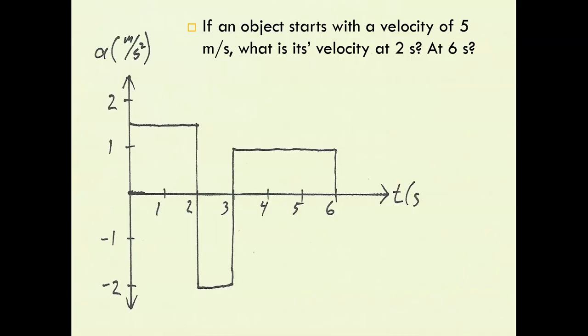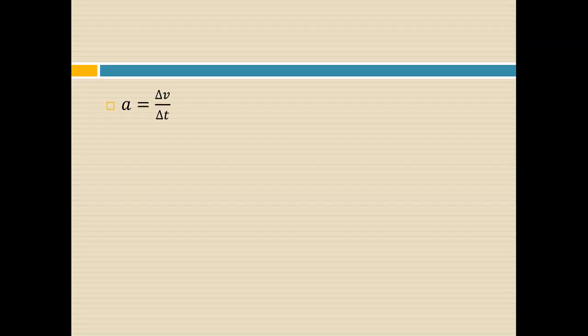The other way of doing it is looking at the areas. What I mean by that is this. Okay, so we start off with acceleration defined as the change in velocity divided by the time interval. Thus, acceleration times the time interval will give us the change in velocity.